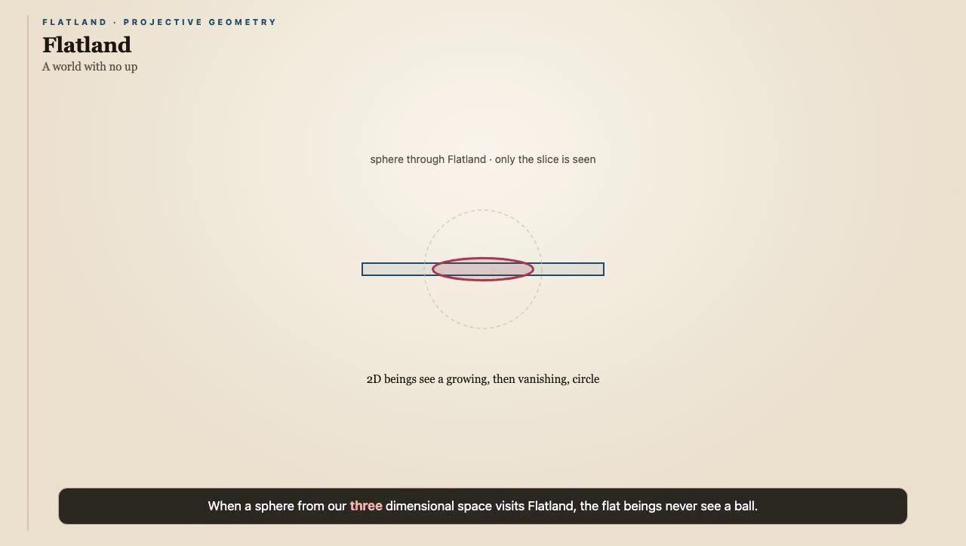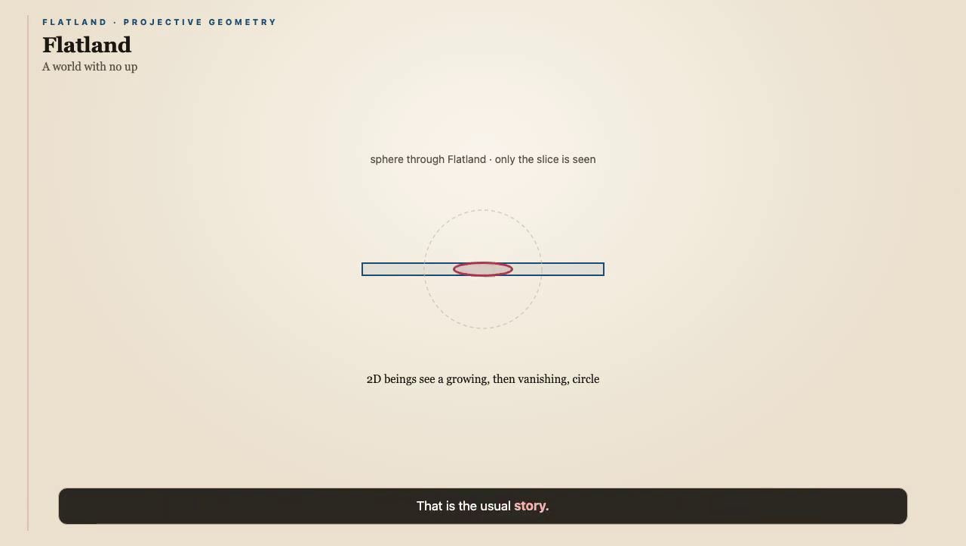When a sphere from our three-dimensional space visits Flatland, the flat beings never see a ball. They see a point appear, grow into a circle, swell, shrink, and vanish. That circle is only a slice, a cross-section of a higher form pressing through their world. The sphere may be smooth and complete in 3 dimensions, yet Flatland receives only a changing disk of contact.